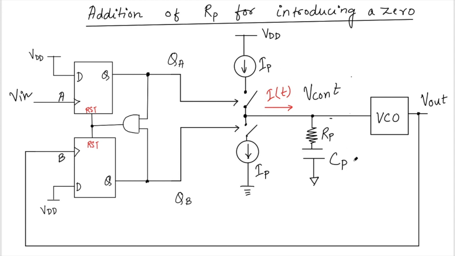Okay, in the previous lecture we added this resistance and introduced a zero in the system and made the system stable. But when we did the simulation, yes, the PLL is locking, but what we have seen is that because of this resistance, there is a jump in the control voltage. So let's try to analyze this a little more.